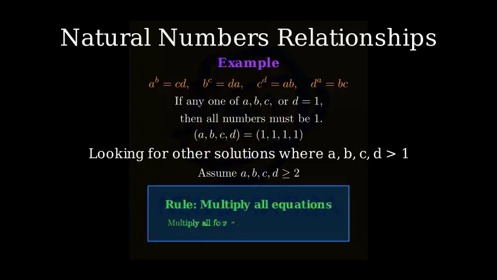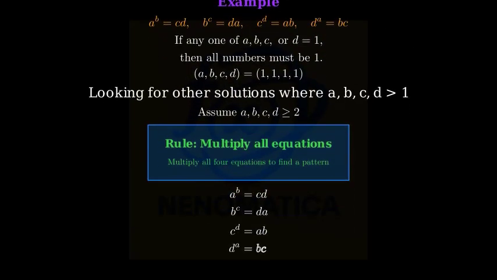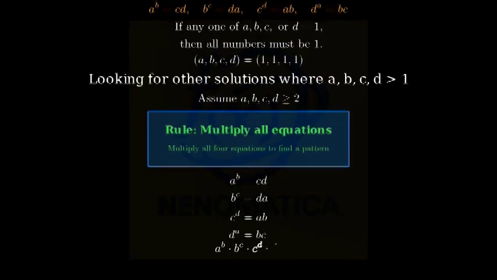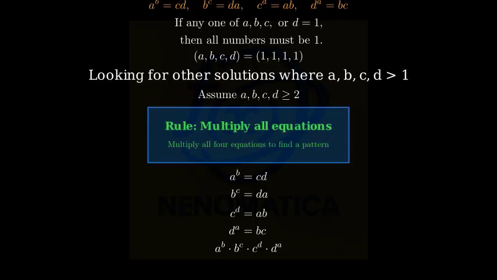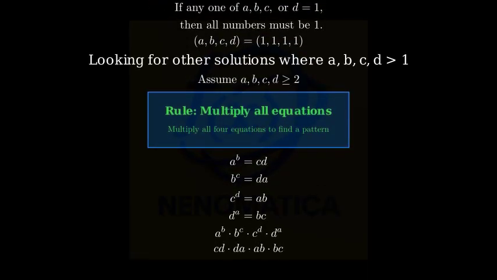A key insight is to multiply all 4 equations together from the original relationships. A to the power of B equals CD, B to the power of C equals D, AC to the power of D equals AB, D to the power of A equals BC. When we multiply the left sides, we get A to the power of B times B to the power of C times C to the power of D times D to the power of A. And when we multiply the right sides, we get CD times DA times AB times BC.